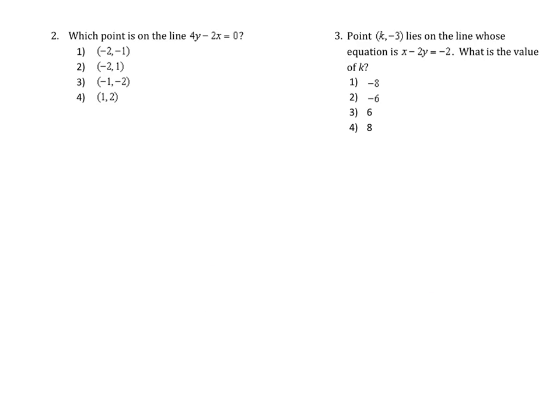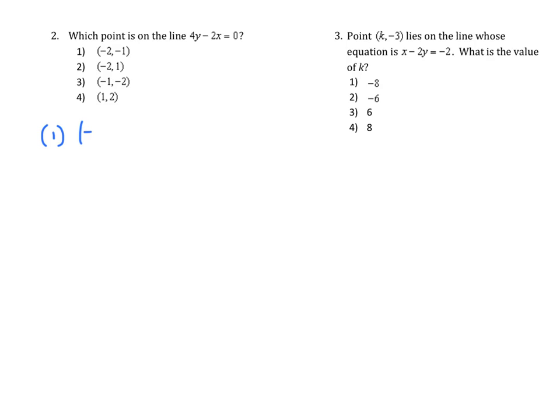Okay, the next question is a multiple choice question that you could have on your exam, and it just says which point is on the line 4y minus 2x equals 0. So what they're doing is giving us 4 possible solutions to this equation. So in order to answer this, we're going to go through and we're going to do point by point, plug it in until we get one that works. Okay, so we're going to start with choice 1.